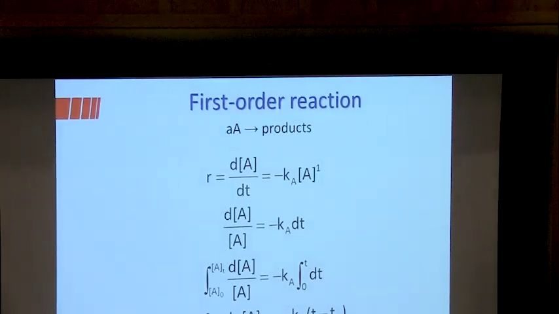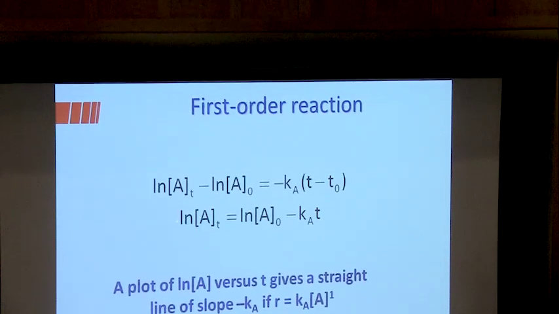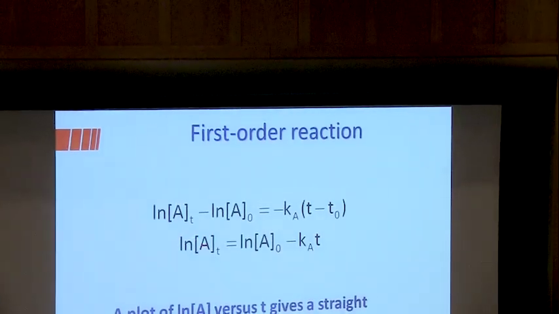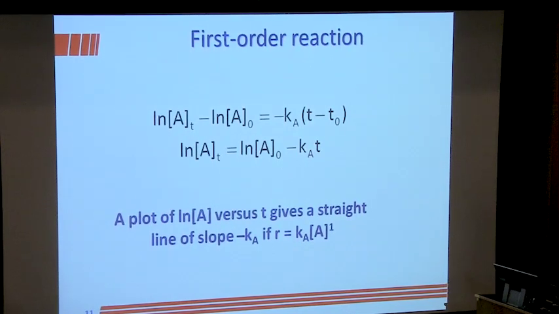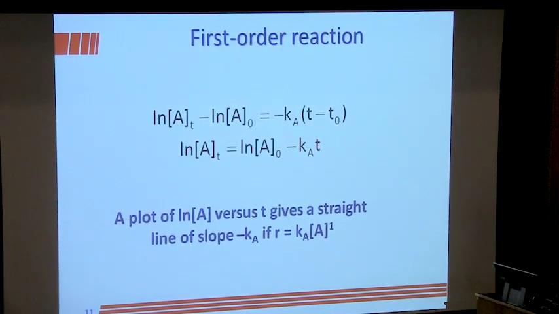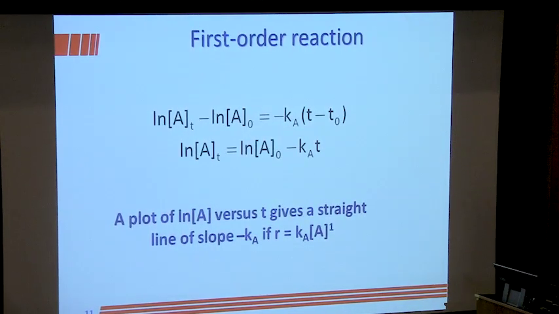So we just rearrange this. We have the log of A at any time is equal to the log of A at time 0 minus kt. So for a first order reaction, if we plot the log of the concentration of a species at any time versus time, we should get a straight line, the slope of which is minus the rate constant, and the y-intercept is the log of the concentration of A at time 0.